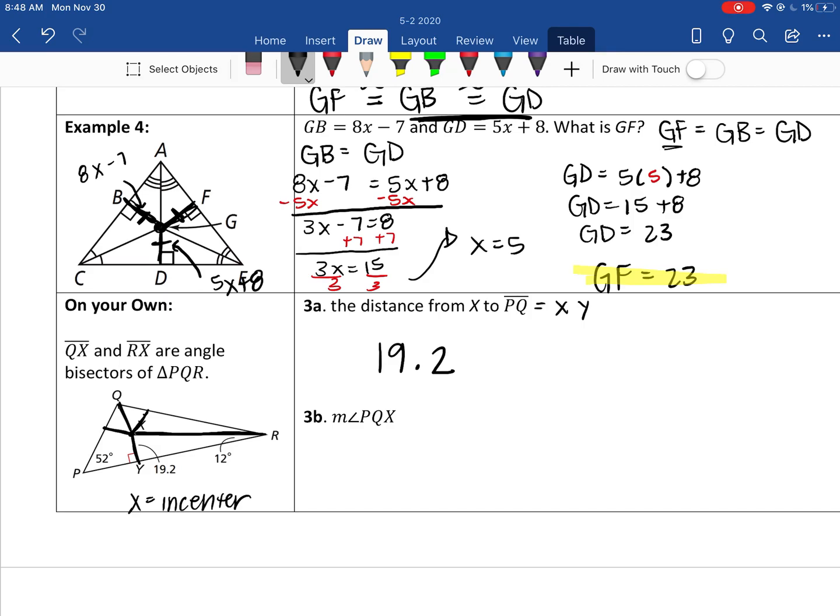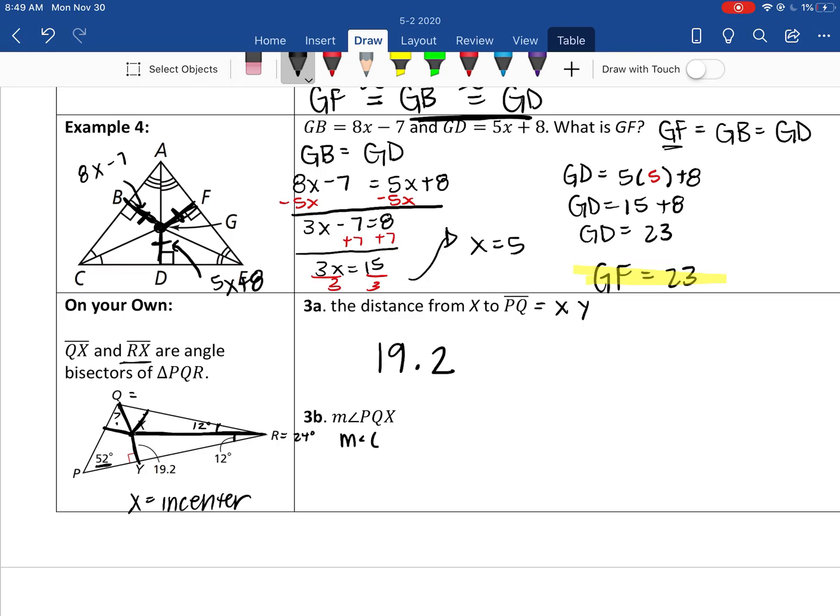Okay, now we want to find the measure of PQX. So I want to find this angle in here. So this is very similar to example 2. We have that this little angle in here is 12, which means this angle in here is 12, because again, we are told right here, RX is an angle bisector. So that means the entire angle R is equal to 24 degrees. And I can see right here that the entire angle P is 52 degrees. So if I find the entire angle Q, I can just cut it in half to find this little one right here. So let's go ahead and solve.